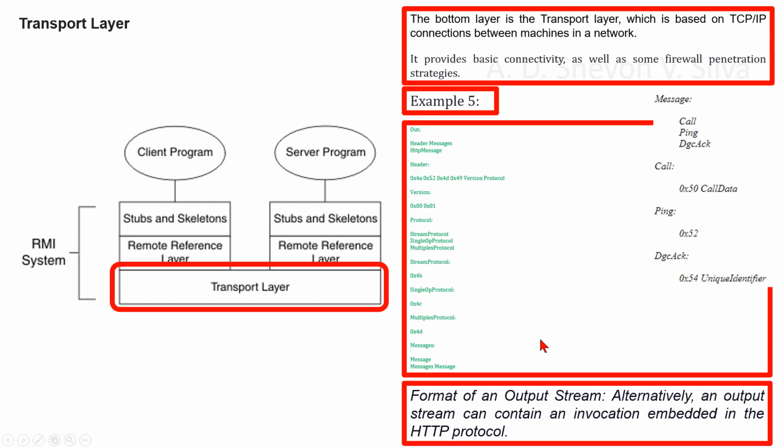Now we are considering format of an output stream. An output stream in RMI consists of transport header information followed by a sequence of messages. Alternatively, an output stream can contain an invocation embedded in the HTTP protocol. The messages are wrapped within a particular protocol as specified by protocol.